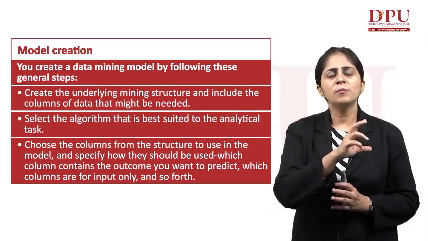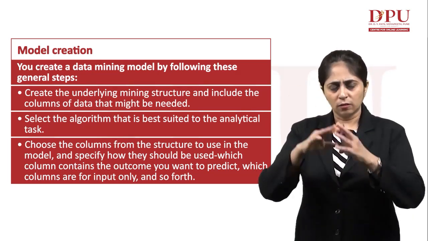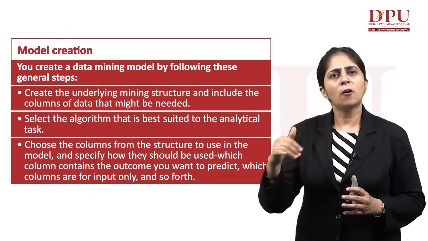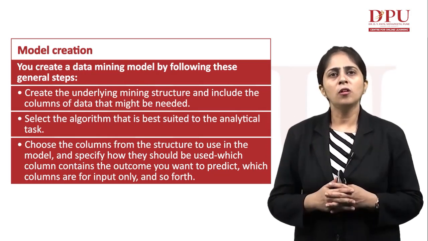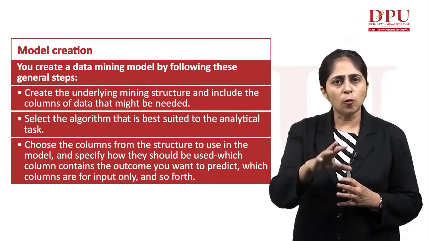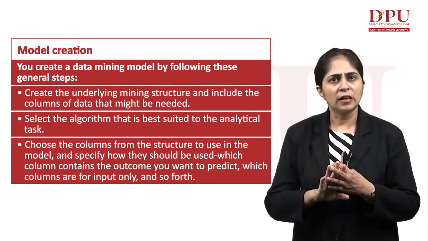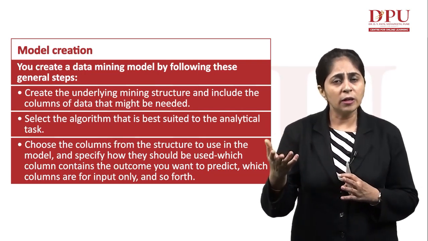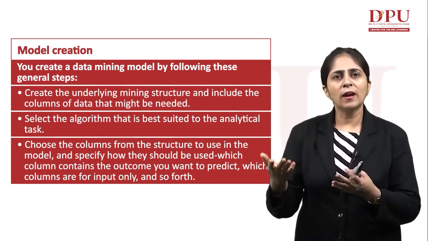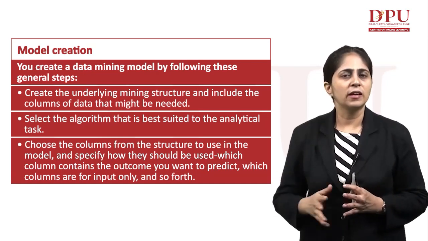What all columns are required for that model? For a particular product, we have a number of columns. Do we need all the columns? Which columns are required? Which will produce the outcome for ourselves? Which columns are just for the input sake? Which are required for the output? Which are required for the result? So we have to choose the columns if we want to create the model.